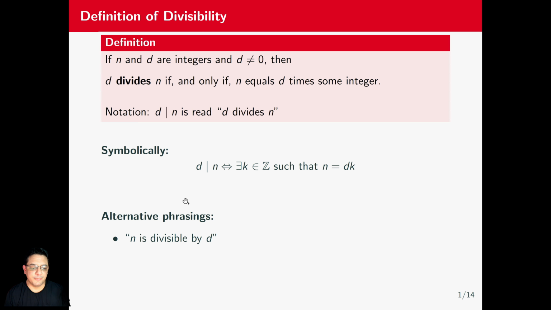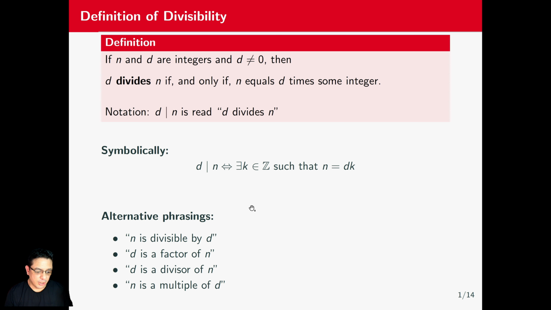Now, an alternative phrasing of that would be n is divisible by d, or d is a factor of n, or d is a divisor of n, or n is a multiple of d. These are all the ways that you can represent or say this. Now, let's give some examples.